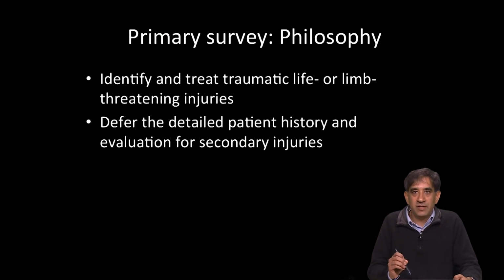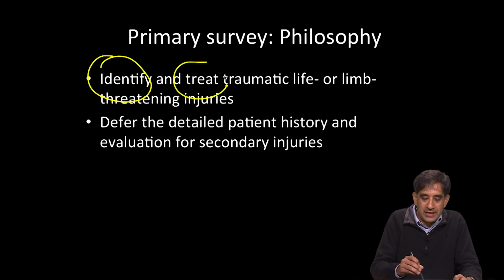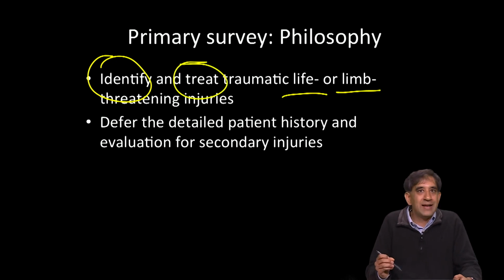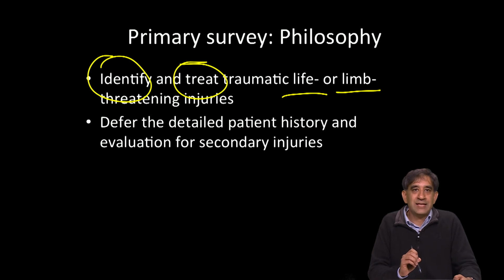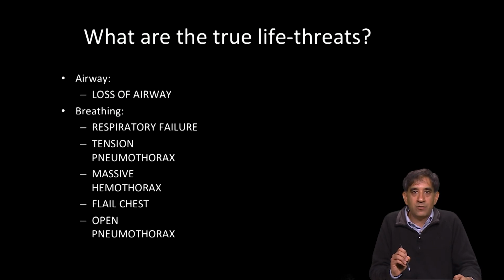Remember the philosophy of the initial evaluation and treatment of trauma patients. It's to identify and treat life and limb-threatening conditions. And you do that before you move on to the next part of your evaluation. Unlike medical patients where you do a detailed history and exam, we defer that detailed history and patient exam until we've identified and treated the life threats. That is the philosophy behind the primary survey, or the ABCDEs of trauma evaluation.